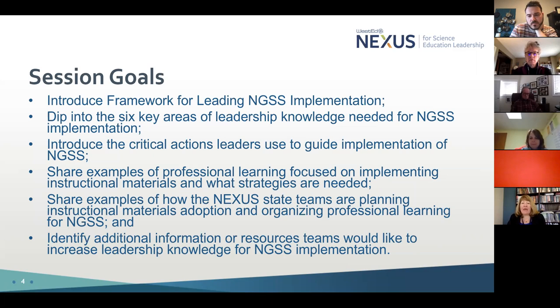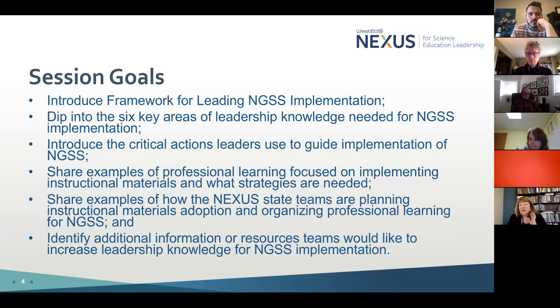And back then, we were really grappling with the introduction of the new National Science Education Standards and the NCTM Principles and Standards for School Mathematics. And people were grappling with similar issues I think we're grappling with today around what we need to do as leaders to guide and support those changes. So we'll dip into the 6 areas of leadership knowledge that we've identified and talk a little bit about some of what we've learned.